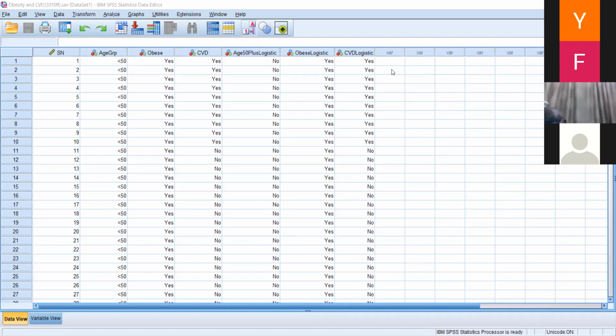Now, this serial number is just a serial number just to put there. It's not necessary, but just there. But if you look at the other one, I put age, logistic. It's me that created that for tomorrow, when we talk about logistic regression, because the way you run it, you have to create dummy variables. I just created that dummy there. So all these ones I put logistic, the same thing as the age group, the obesity and the cardiovascular, but I created those ones for logistic regression.